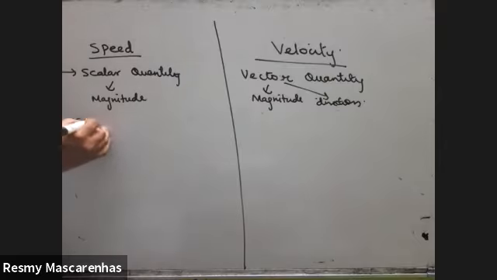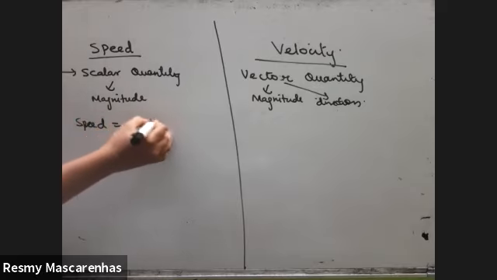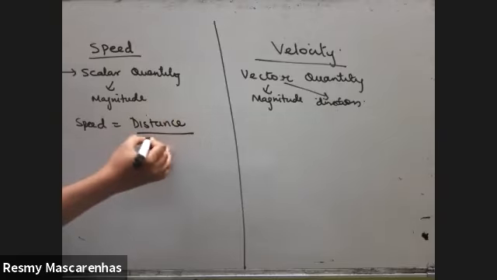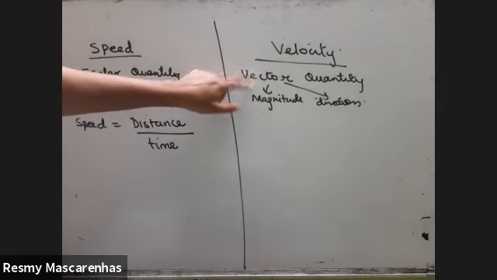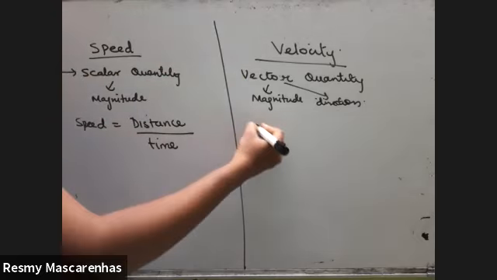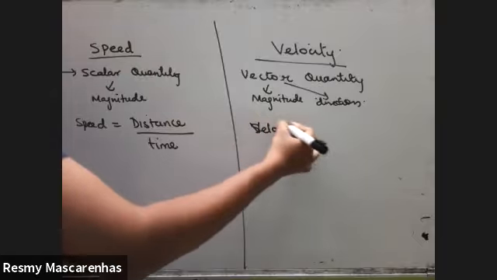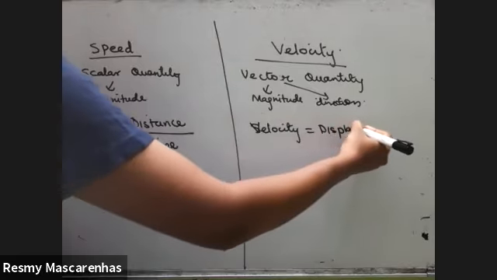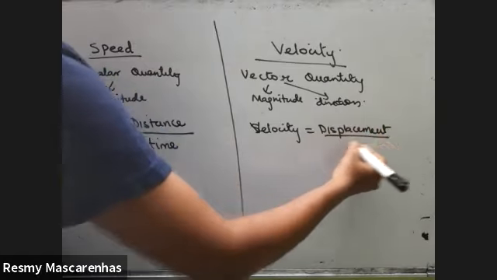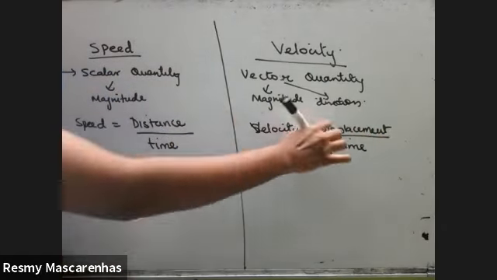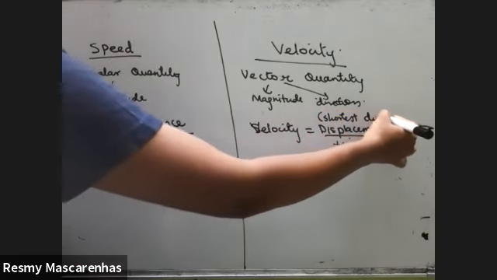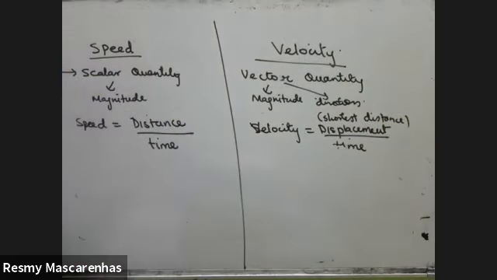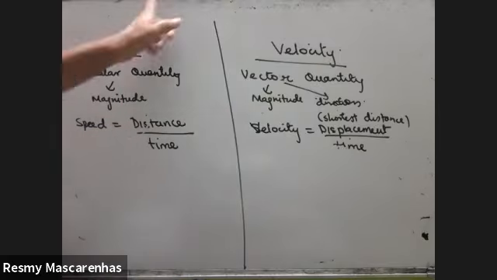So the formula here is speed is nothing but distance upon time. And definitely, as it is a vector, velocity is nothing but displacement upon time. And now you know the difference between distance and displacement: displacement is nothing but the shortest distance, and distance is the actual path it must have covered.